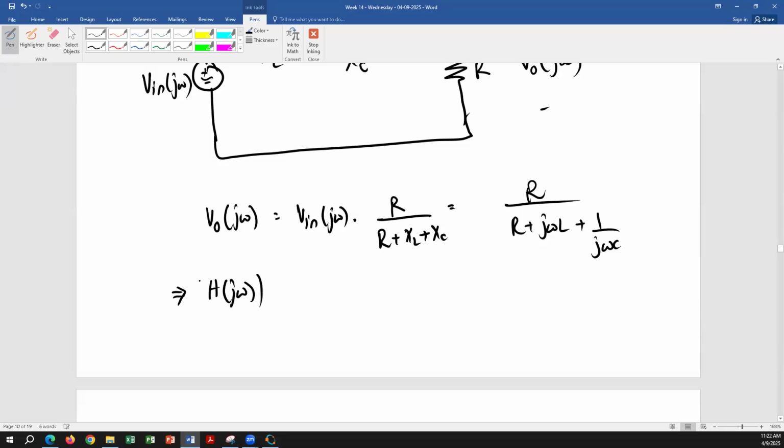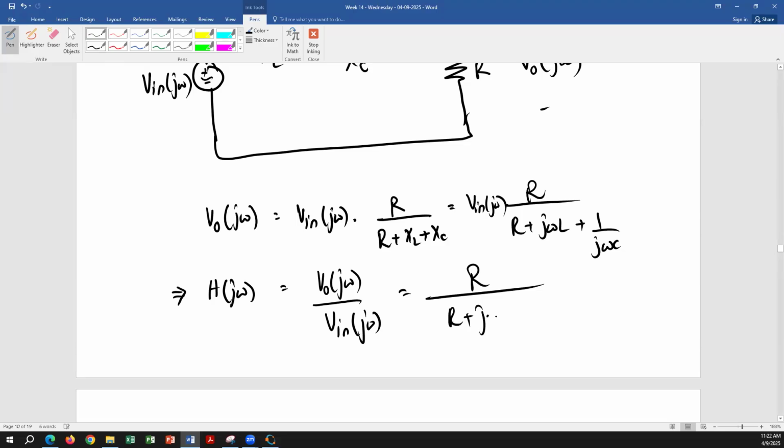Therefore, H of j omega is V out j omega over V in j omega. Not showing the magnitude right now. Let's show the expression is equal to R over R plus j omega L plus 1 over j omega C. So that's the transfer function of this.